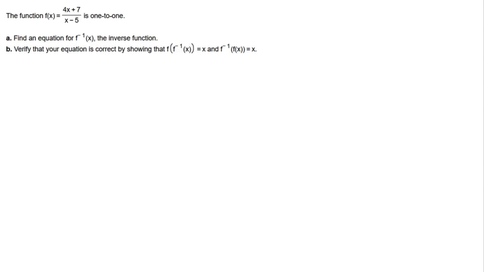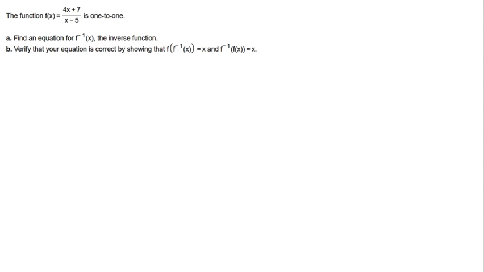Okay, I'd like to do a homework problem that tends to cause students a lot of trouble. So this is a rational function that we're dealing with here, and it tells us that it's one-to-one because we haven't learned how to graph a rational function yet. So they need to tell us that it's one-to-one, and they want us to find an equation for f inverse, or the inverse function. So remember the steps.